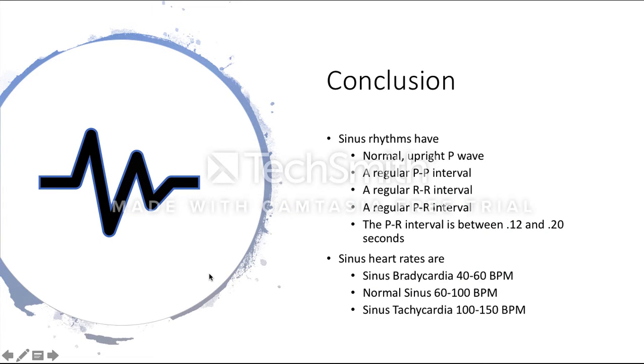In conclusion, sinus rhythms all have a normal upright P wave, a regular PP interval, a regular PR interval, a regular RR interval. Our PR interval is between 0.12 and 0.2 seconds. The QRS complex is between 0.04 seconds and 0.12 seconds. And then our heart rates vary. The sinus bradycardia is 40 to 60 beats per minute. Our normal sinus rhythm is 60 to 100 beats per minute. And our sinus tachycardia is 100 to 150 beats per minute.